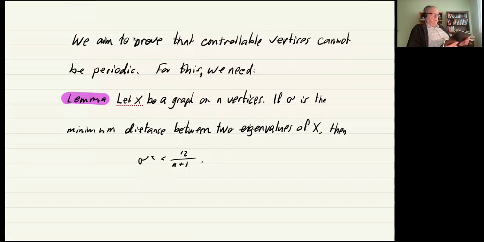So the result is that if we have a graph on n vertices, and I'm using sigma to denote the maximum distance between the eigenvalues of X, then sigma squared is less than 12 over n plus 1. Now, if two eigenvalues are equal, then sigma is 0. So I'm going to have eigenvalues theta 1 through theta n, and if two of them are equal, then sigma is 0. Okay, well, that's all right. The point is, this is going to be most interesting when the eigenvalues are simple. Okay, so that's the theorem.